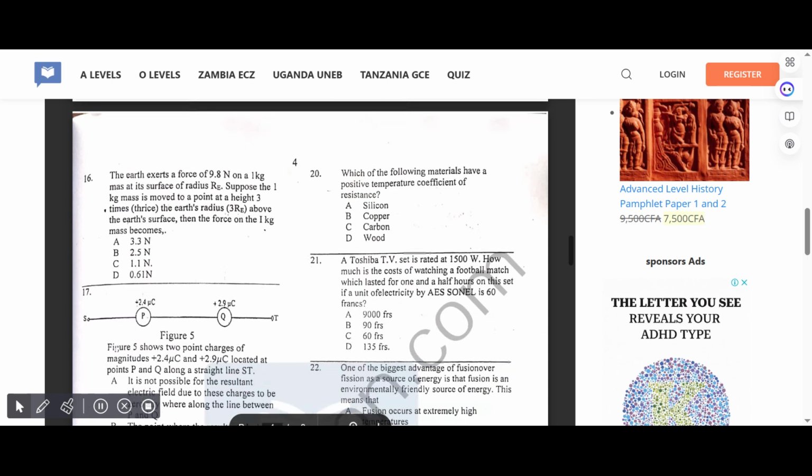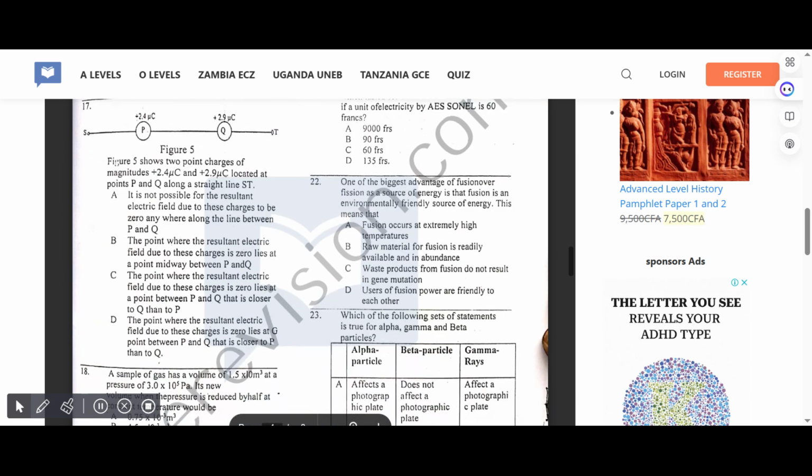16. The Earth exerts a force of 9.8 N on a 1 kilogram mass at the surface of radius R. Suppose the 1 kilogram mass is moved to a point at a height of one Earth's radius above the Earth's surface, then the force on the 1 kilogram mass becomes... Correct answer for 16 is D.